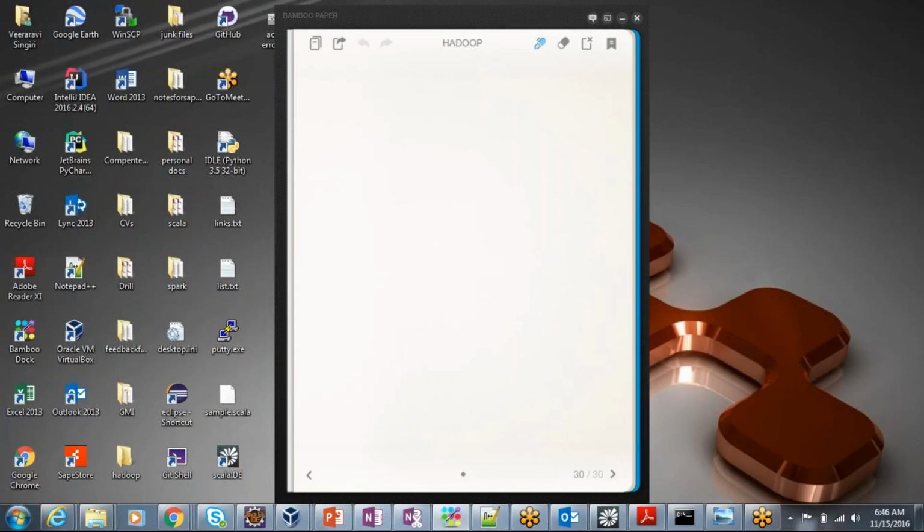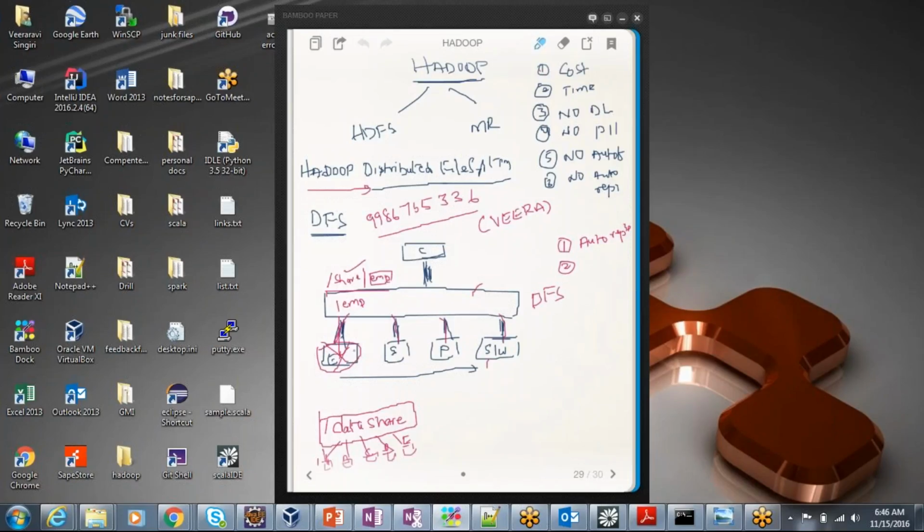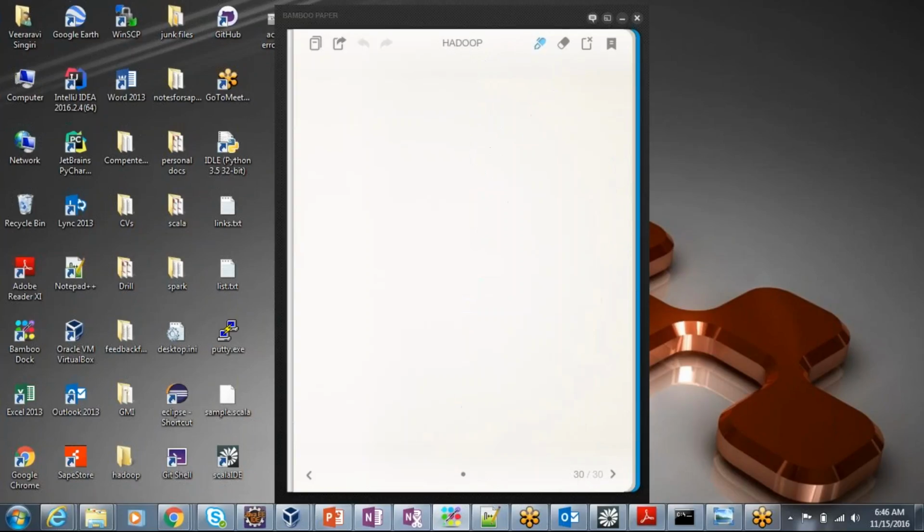Now we know how a distributed file system works. Suppose I want to put employee data, it goes to a specific machine. Student data will go into another specific machine. Projects data will go into its own machine. So let's look at how the Hadoop file system works.